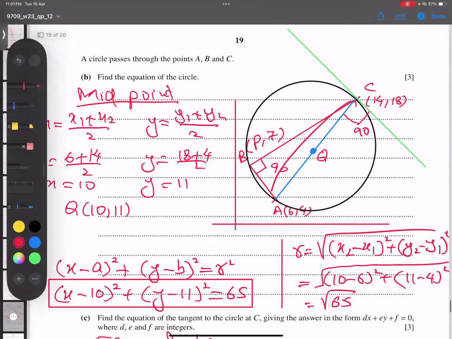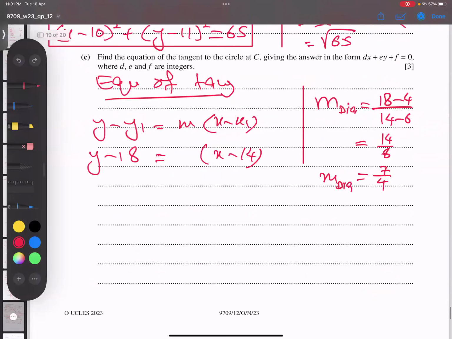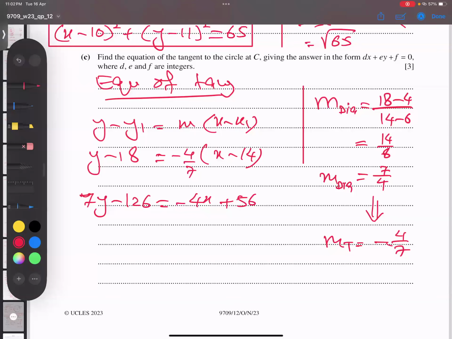If the diameter is this, then what is the green line? Perpendicular. So it's the negative reciprocal. So the gradient of the tangent becomes negative 4 over 7. And I believe you got the point clear. 7 multiplied there, and 18 times 7 is giving 126. And 14 times 4 is 56. Now I need to form this one.